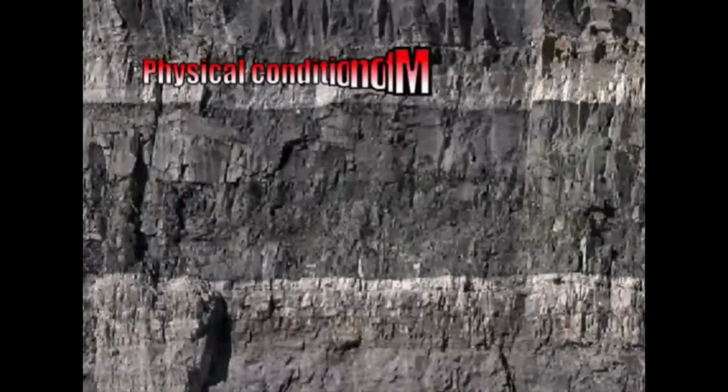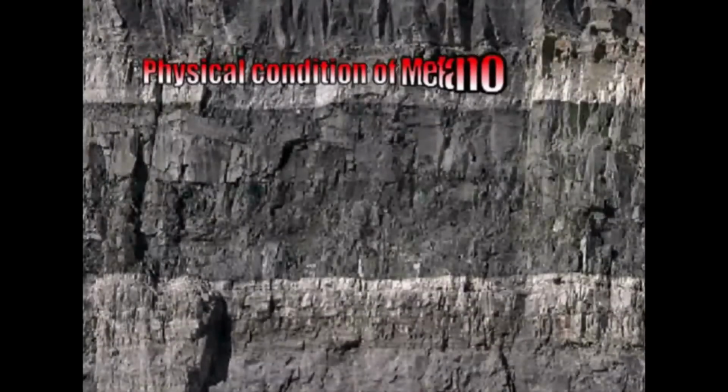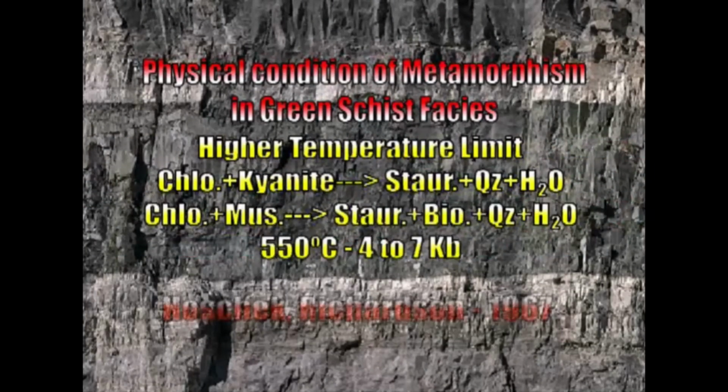The upper temperature limit. The upper temperature limit is recognized by the following reactions. The appearance of staurolite is the first reliable indicator for the upper temperature limit of greenschist facies and also the beginning of amphibolite facies. Staurolite is formed by the following reaction. Chloritoid plus kyanite give rise to staurolite. And the second important reaction is chlorite plus muscovite give rise to staurolite plus biotite plus or minus aluminosilicates.